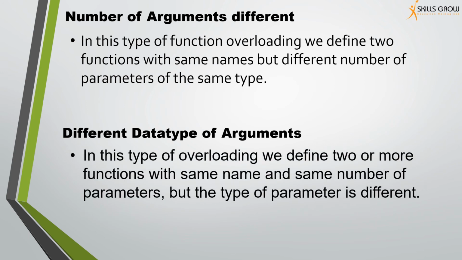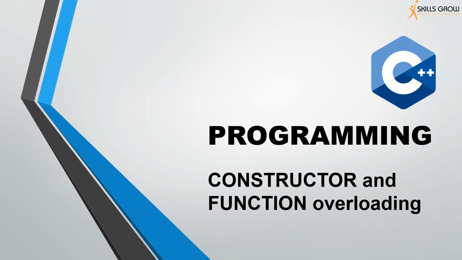Now, what happens if we give different data types as arguments? In this type of overloading, we define two or more functions with the same name and the same number of parameters, but the type of parameter is different. This is all about the basics of how to overload a function and constructor.